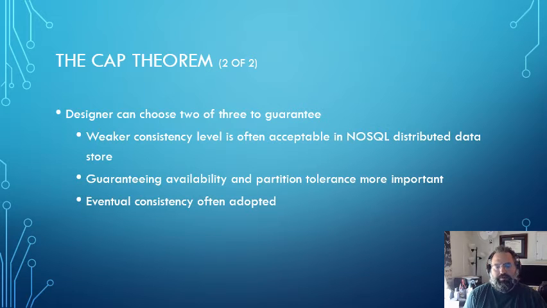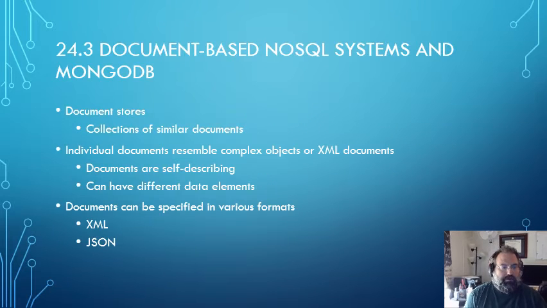Guaranteeing availability and partition tolerance is more important. To facilitate this, eventual consistency is often adopted. Document stores are a collection of similar databases or documents. Individual documents resemble complex objects or XML documents. Documents are self-describing and can have different data elements.